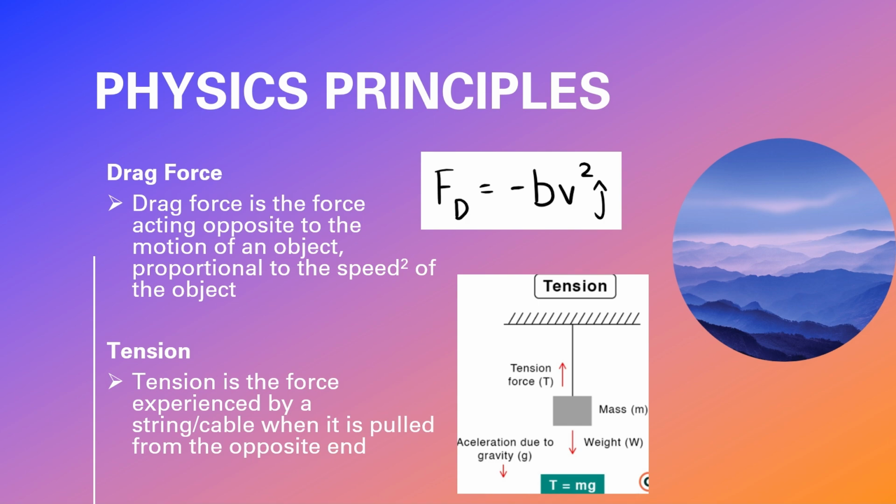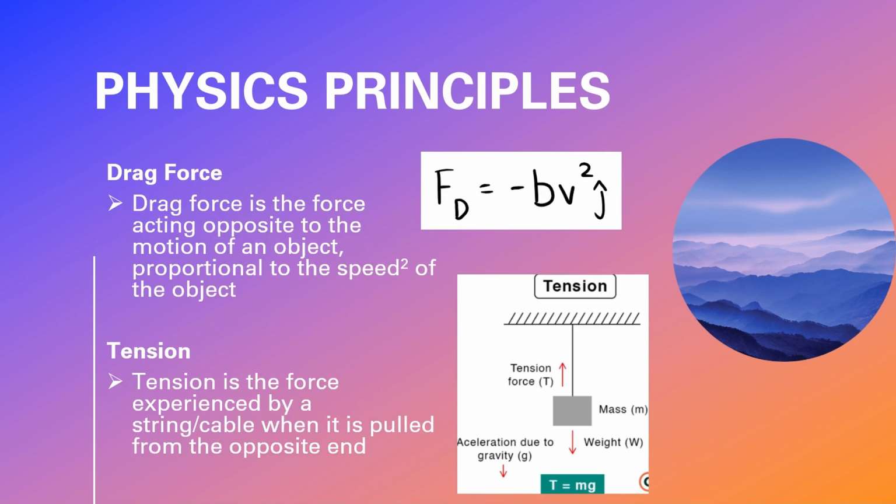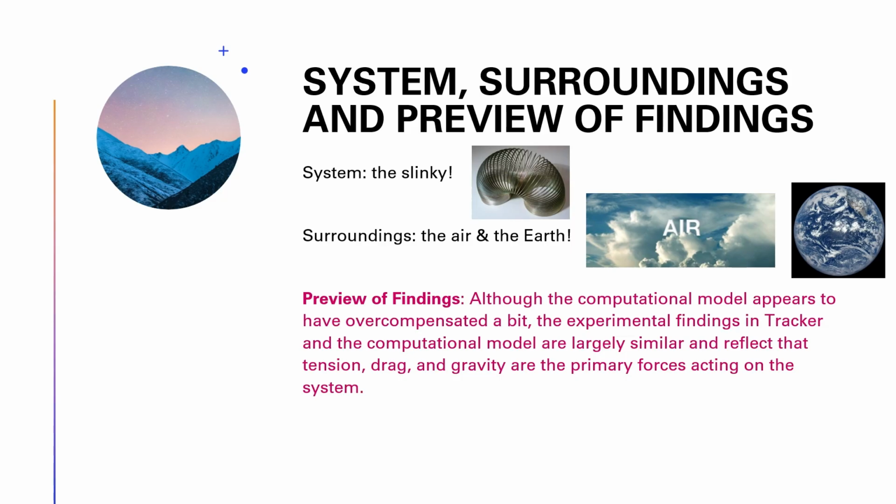And then tension is the force experienced by a string or cable when it is pulled from the opposite end. So in this case, the upper part of the slinky will be causing tension on the lower part of the slinky with T equals mg, which directly offsets weight force, causing static equilibrium until the top of the slinky hits the bottom of the slinky, after which we see drag force begin to work on the system. So in this case, the system is the slinky, and the surroundings are the air operating via drag, and the Earth operating via gravity.